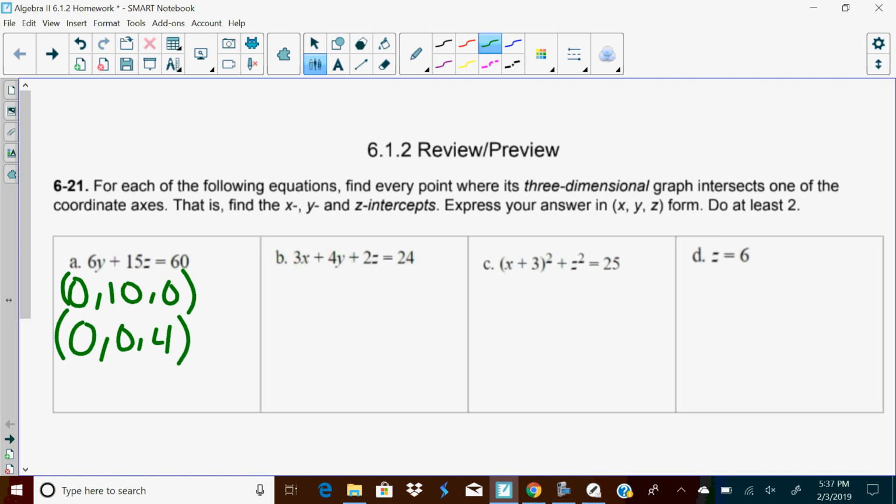For b, x would be 8, so it would be 8, 0, 0. Y would be 6. And z would be 12.